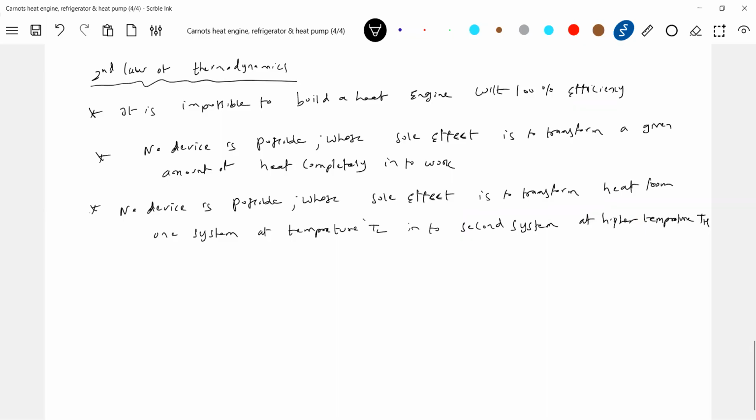Can heat flow from lower temperature to higher temperature? Not possible. Are you getting this? No device is possible whose sole effect is to transfer heat from one system at temperature TL into a second system. What does this mean? Heat cannot flow from lower temperature to higher temperature. That's the second law. In physics, we interpret the second law like this.